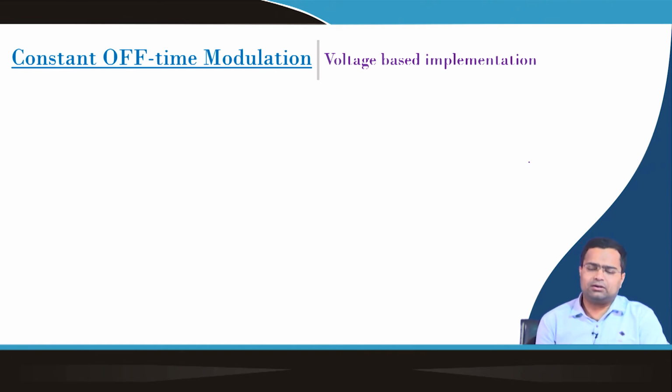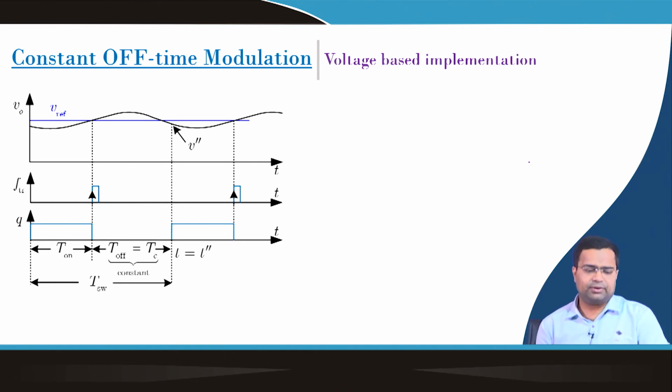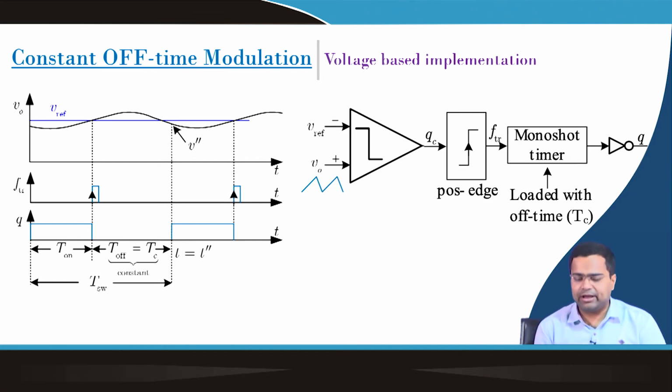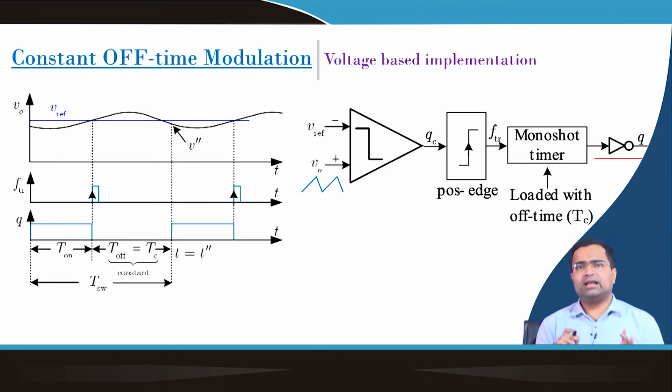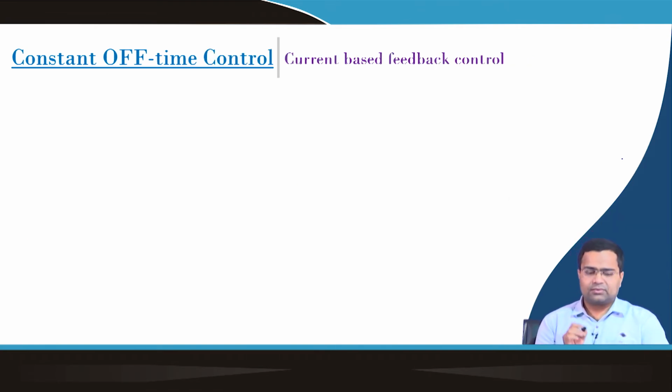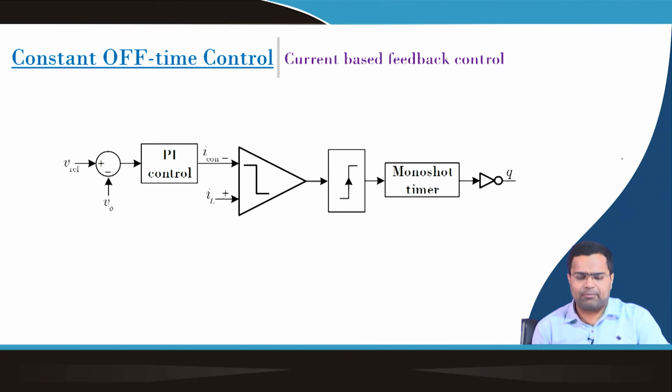Now, we can implement this constant off time using voltage based control also. In this case, we need to compare the output voltage with the reference voltage in the same way, and at the comparator output we put a positive edge detection circuit, and then there is a monoshot timer, and then again this is an inverted signal. So, we face a similar problem as in the current based constant off time control.